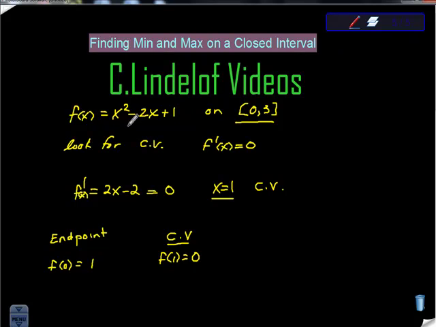And when I did that, all I did was just put it in here. 1 squared is 1. Negative 2 times 1 is negative 2. 1 minus 2 plus 1 is 0. That's all I'm doing there.